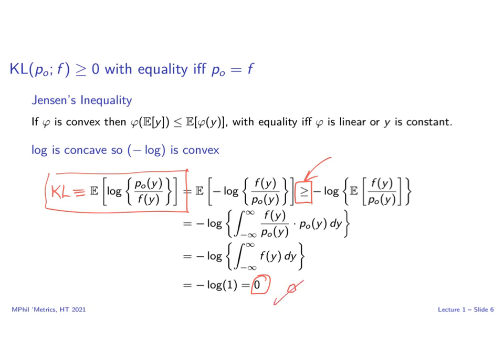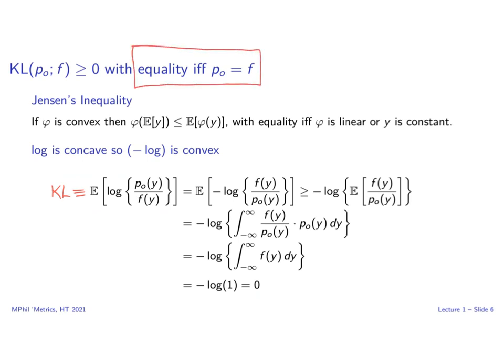Now there's one remaining piece, and that's the piece about this equality. So how do we know that when f really is the true distribution, that the Kullback-Leibler divergence is exactly equal to 0?